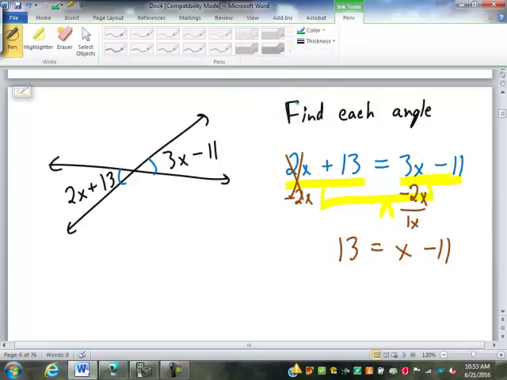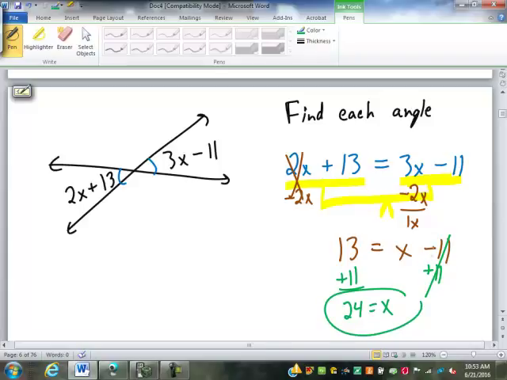So 13 equals x minus 11. What do we do next? It's a negative 11, so we have to add 11. You had the right idea. Good. So add 11 to get rid of it. 13 plus 11 is 24. x equals 24.